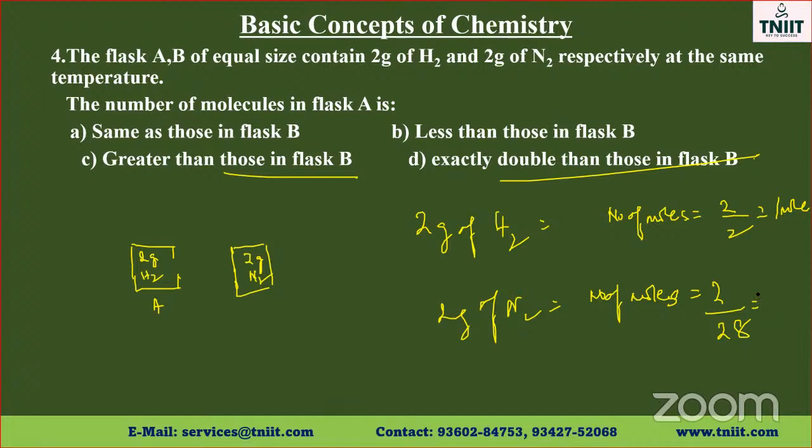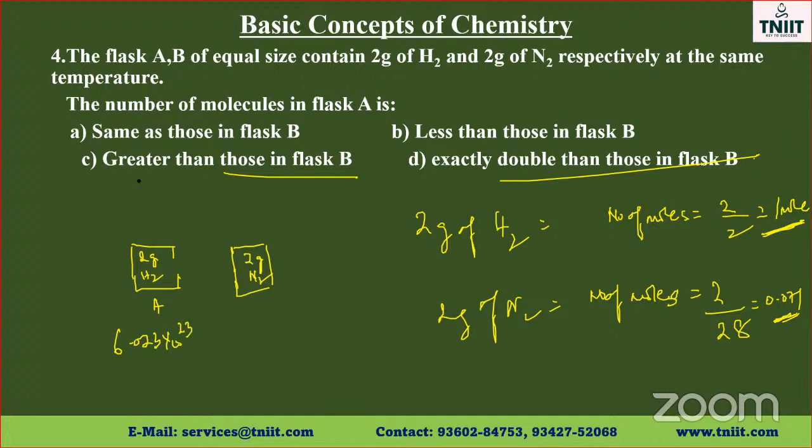Two divided by 28 will be equal to 0.071. See here, the number of moles is 1 for hydrogen, so here it is 0.071. That means the number of moles of nitrogen is very less, and hydrogen will have more molecules. Here you will have 6.023 into 10 power 23, and here it will be much lesser. We can calculate, but not necessarily.